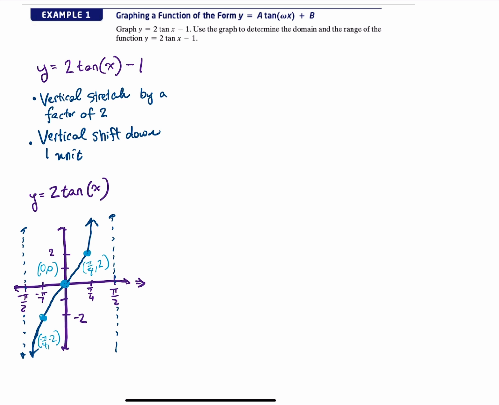So for our actual graph, we just want to take this graph and move everything down 1 unit. So I can imagine subtracting 1 from every y coordinate. So let's produce our real graph here. y equals 2 times the tangent of x minus 1. Let me actually move this up here so we have a little more room.